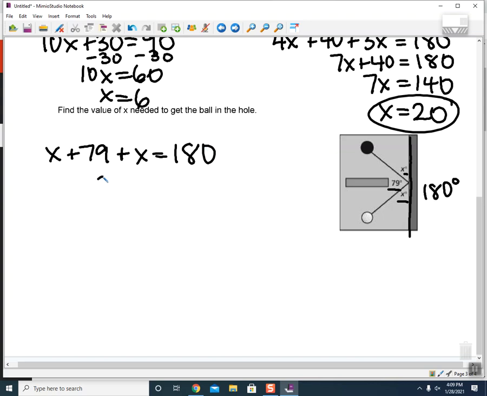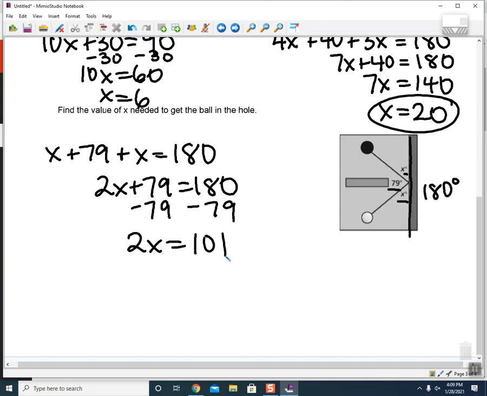So I can combine 2x plus 79 equals 180, minus 79 for both sides, 2x equals 101, divide both sides by 2. Well, I know that 100 divided by 2 is 50, 102 divided by 2 would be 51, so that means it needs to be right in between. So x would be 50 and a half degrees. Okay?